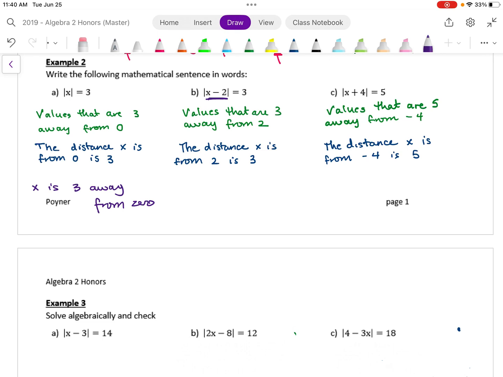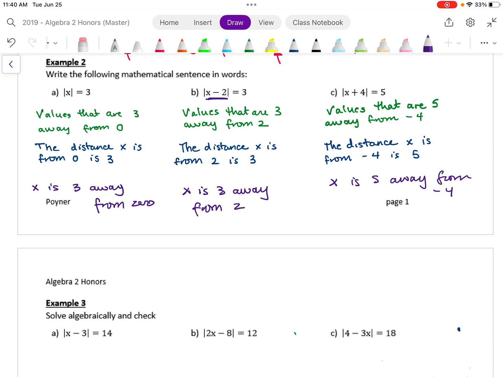Or if we want to do it the third way, x is 3 away from 2, or in this case, x is 5 away from -4. So it's like taking the first two sentences and putting them into one.